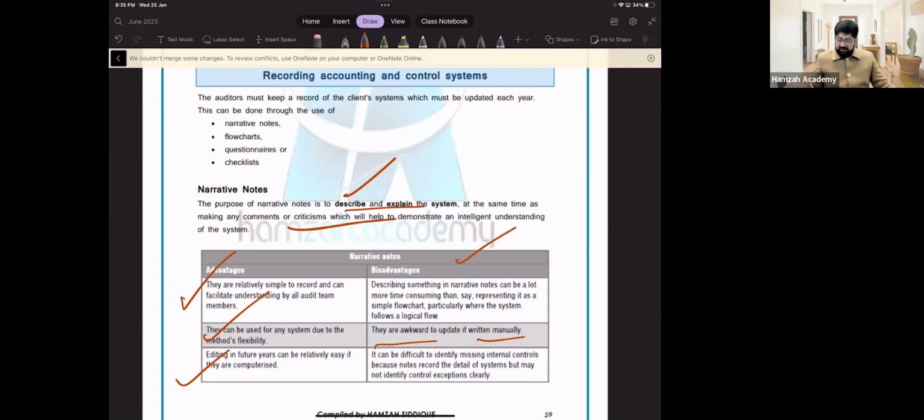It can be difficult to identify. Yes, control exception means weaknesses in control. Because you are reading a story, it is difficult to identify. Sometimes you are lost in the story, drowned in the story, but you are unable to identify which control is weak here. You are unable to figure it out.